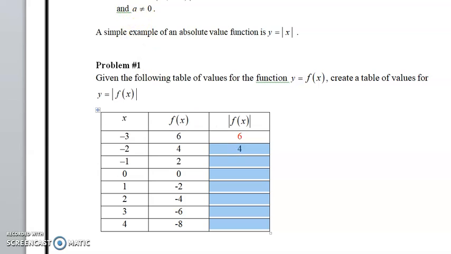All right. This would be 2. This would be 0. But the -2 becomes +2. The -4 becomes +4. The -6 becomes +6. And the 4 becomes 8. Okay? So this is just a general function. There's no value of this function.